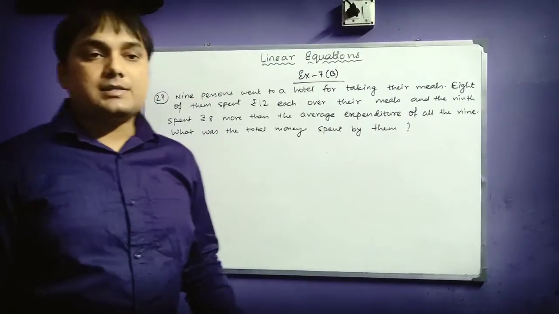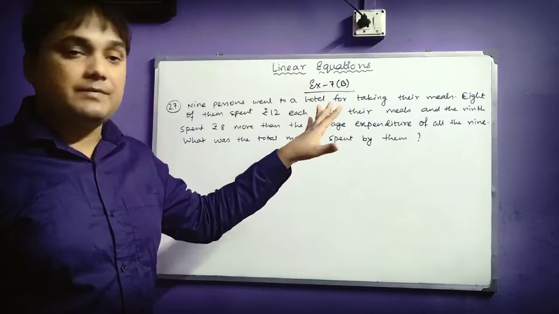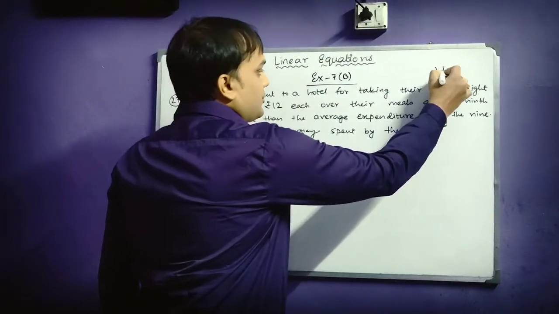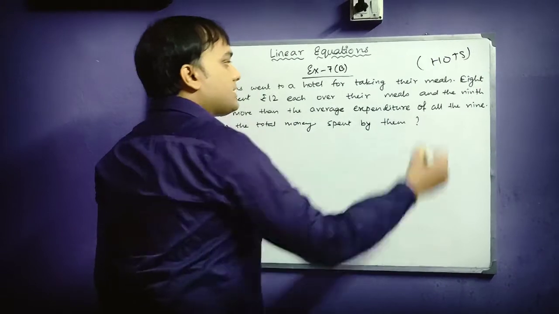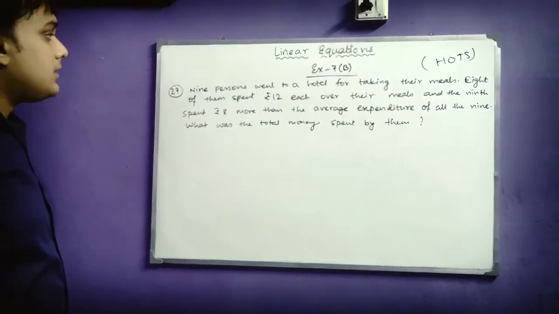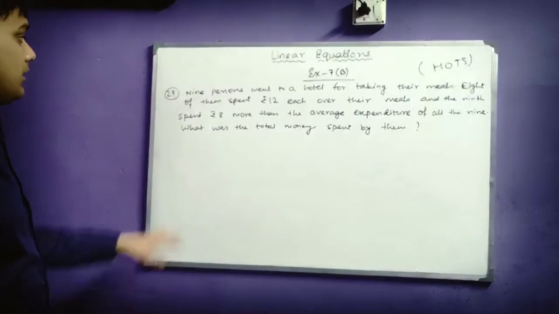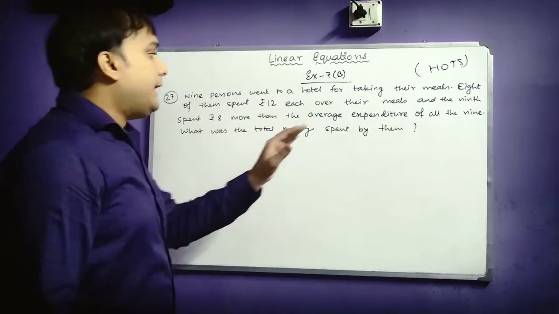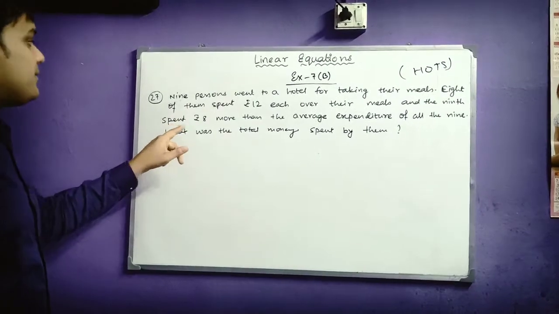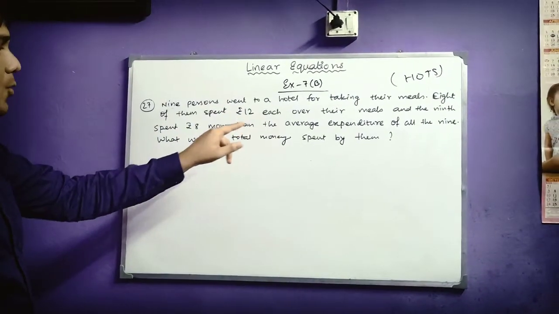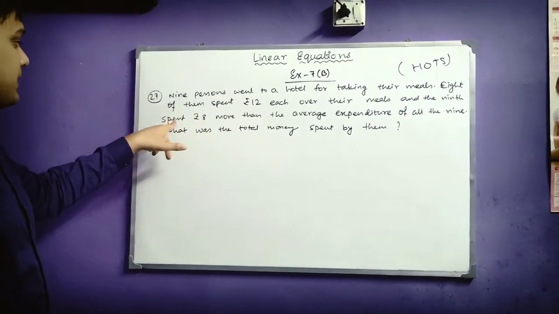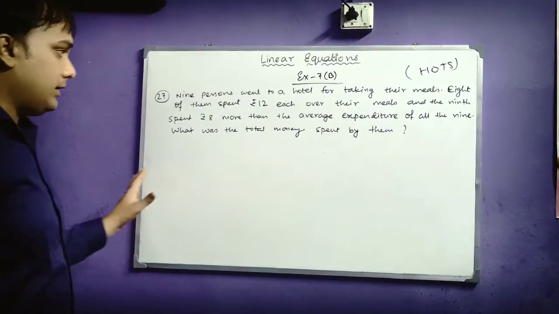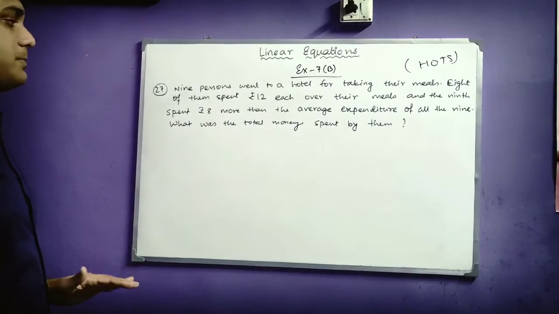Okay, students, here let us solve the last question from exercise 7b, question number 27, and this is your HOTS question. Just read the question and understand it first very nicely, so that you can frame the equation. There are total 9 persons who went to a hotel for taking their meals. 8 of them spent rupees 12 each over their meals, and the 9th spent rupees 8 more than the average expenditure of all the 9. What was the total money spent by them?